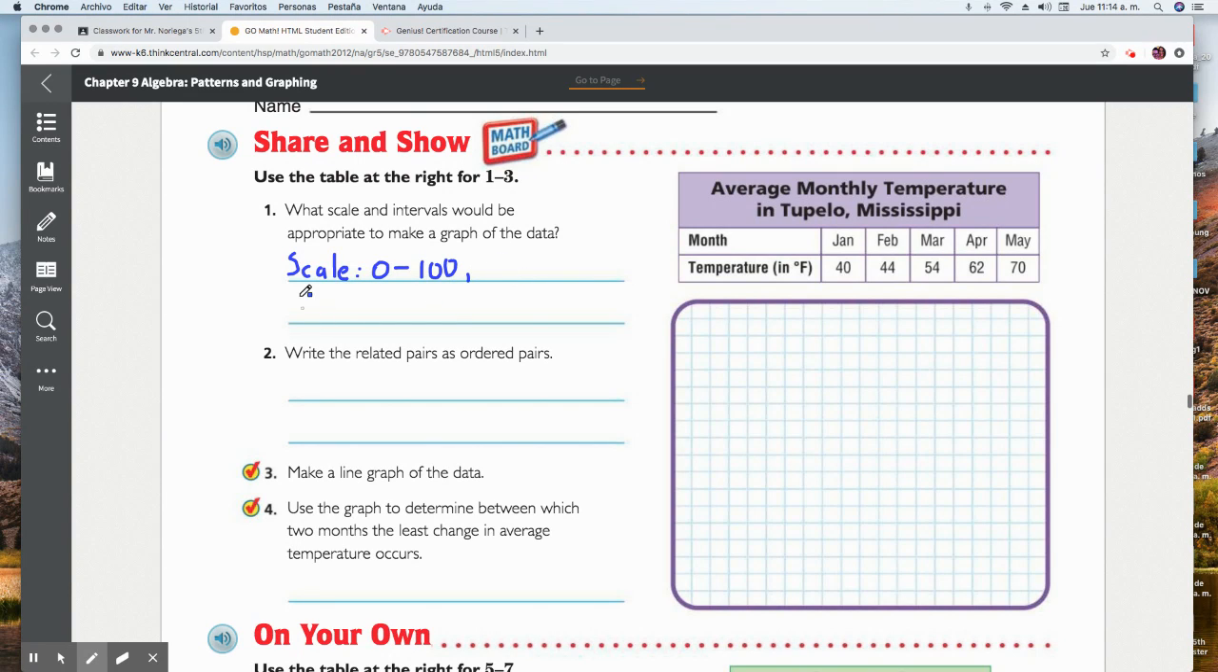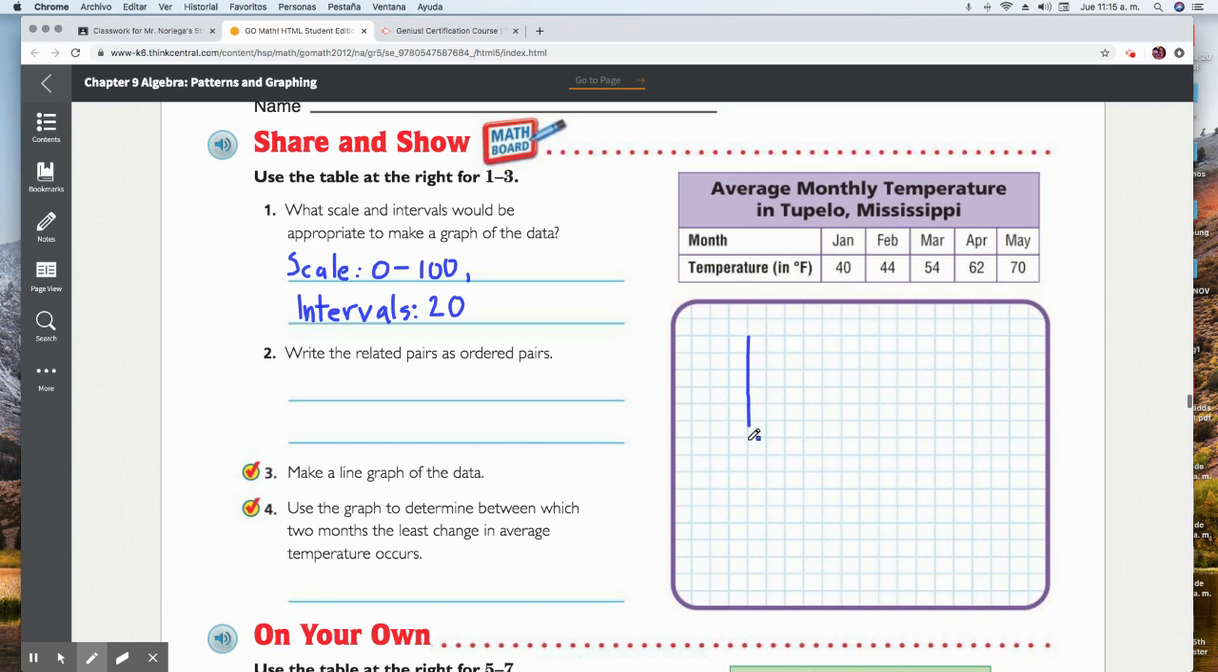And then for the intervals, that means how is this pattern going to move? What would be the difference between the numbers in this scale? For the intervals, we have 40, then 44, then 54, then 62, then 70. So we're just going to skip count by 20s, so that we don't have to write a lot of numbers in our scale on the y-axis, which would be this one right here.